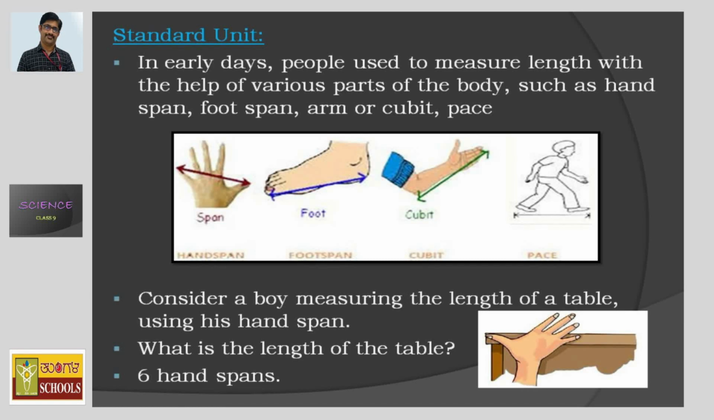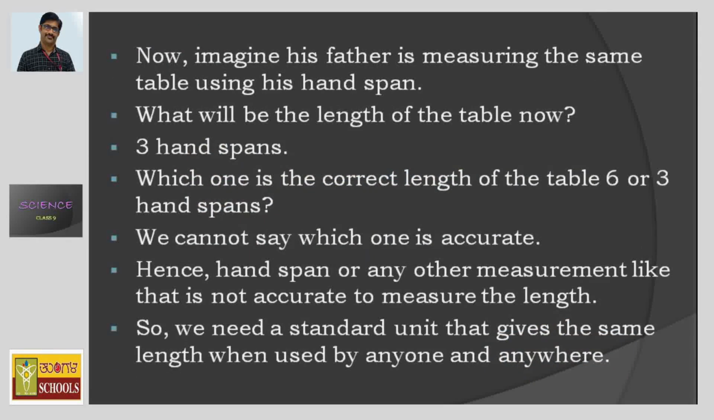Consider a boy measuring the length of the table. Assume that the boy is measuring the length of the table using his hand span. So what will be the length of the table? Assume that it is 6 hand spans according to that boy. Now bring his father in. Imagine his father is measuring the same table using his hand span. So what will be the length of the table now? It will be around 3 handspans, you may say.